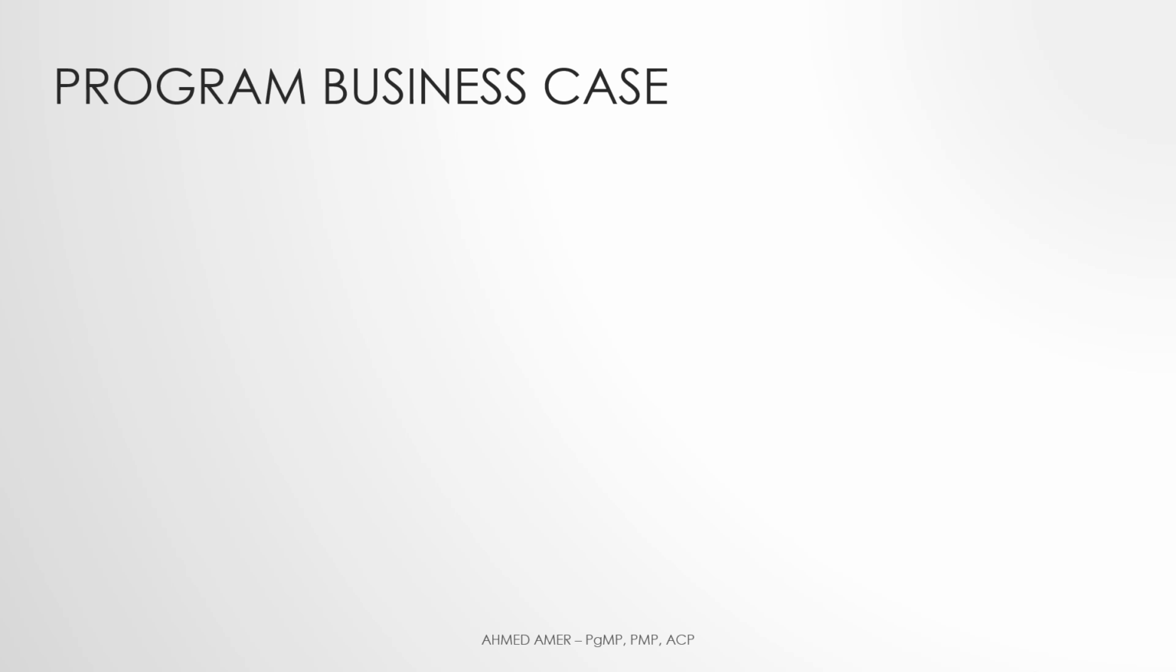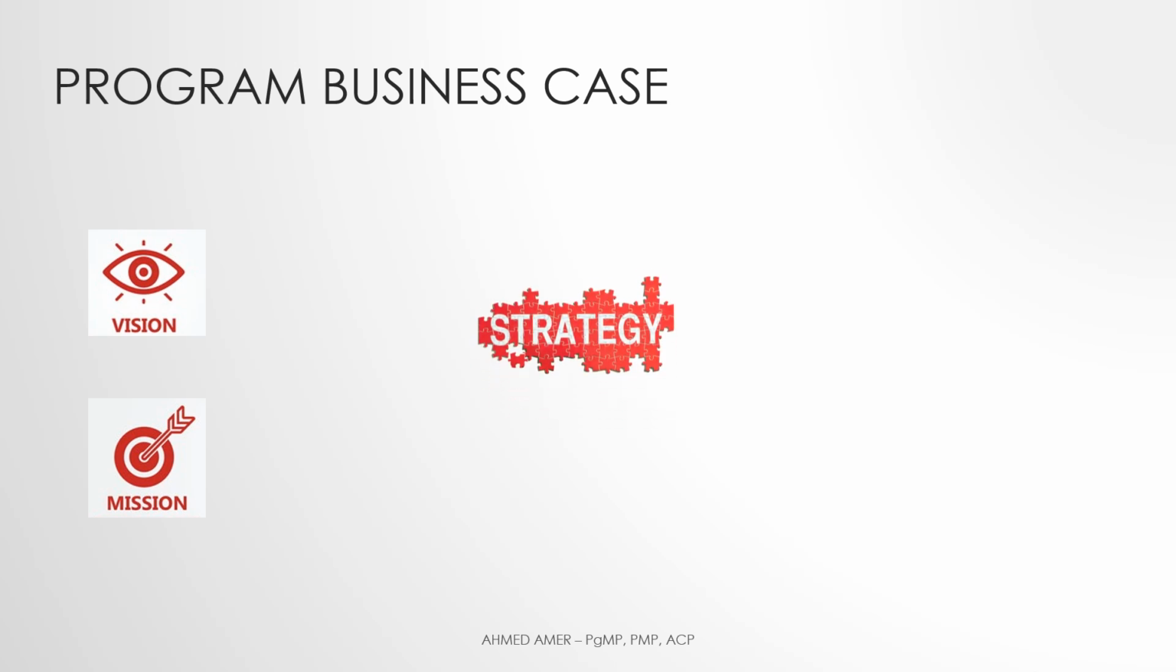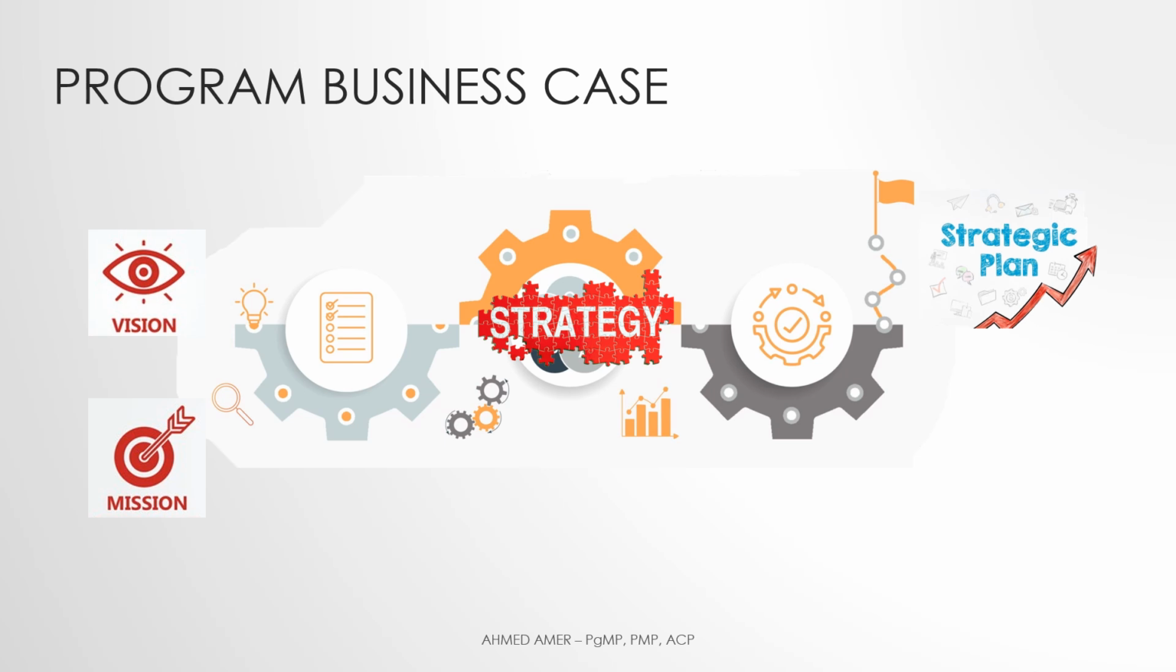We start now with the first document developed during the program formulation phase, which is the program business case. But before doing so, let me tell you that every organization has a vision and mission. In order to achieve these visions, organizations have to build strategies. Accordingly, we can say that organizations' vision and mission are used as inputs to the strategic planning cycle and are reflected throughout the strategic plan.